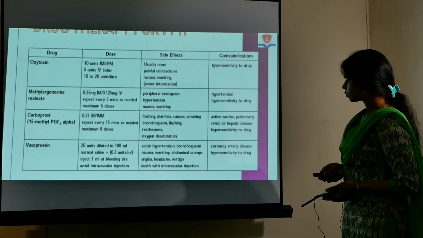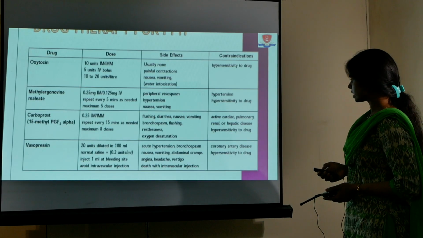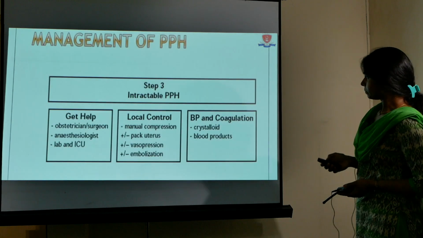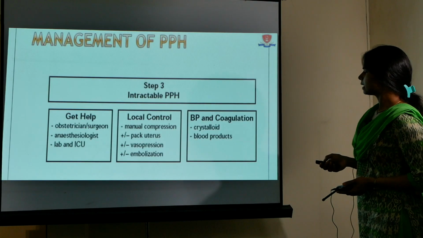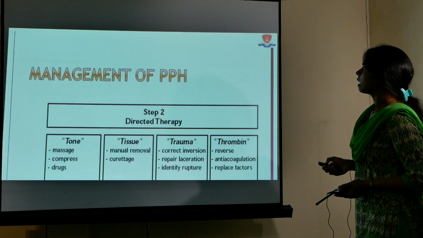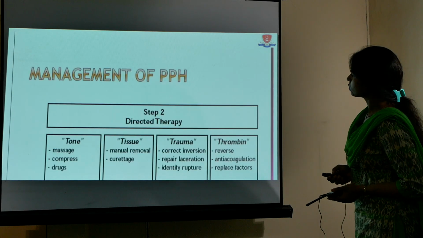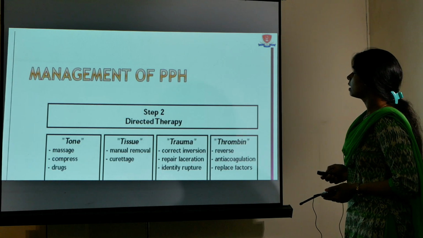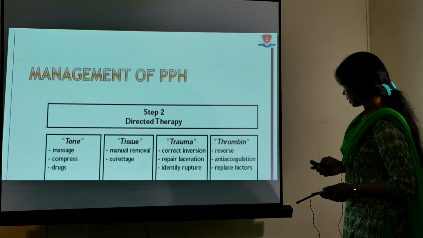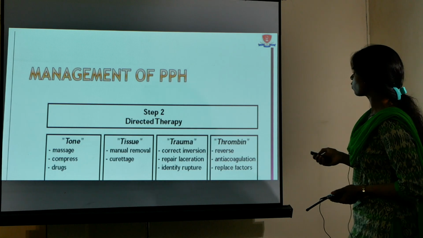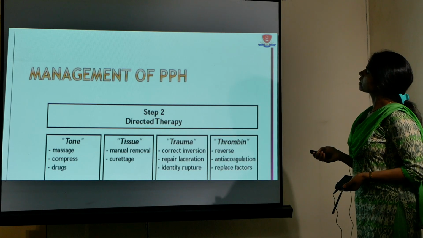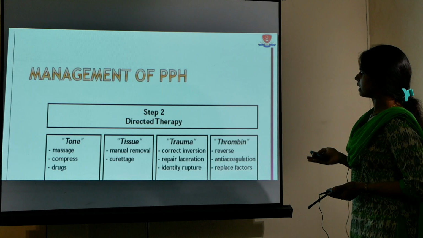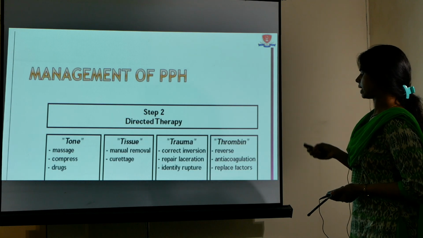Another drug used is misoprostol, which is used per vaginally or per rectally. For therapeutic use, 600 micrograms per rectally is used, and for prophylactic use, 800 micrograms. The second cause is tissue. In tissue, when there are retained products, they are removed by manual removal of the placenta and by uterine curettage.